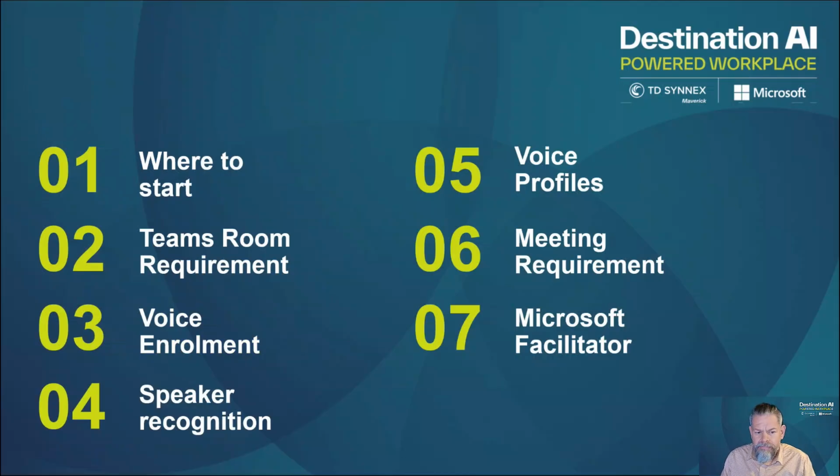So we're going to walk through where to start, what we need to think about if we want to use the Facilitator agent, and what the Microsoft Teams room requirements are. If we want to use Facilitator, we need to make sure that our equipment is configured the way that it should be. Look into voice enrollment, and just making sure that the AI understands who we are and who's speaking in what particular moment. Any sort of speaker recognition configuration, how do we enable and start troubleshooting voice profiles, the meeting requirements itself, and then we'll delve into what Facilitator can do for us.